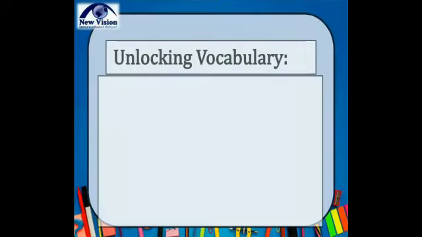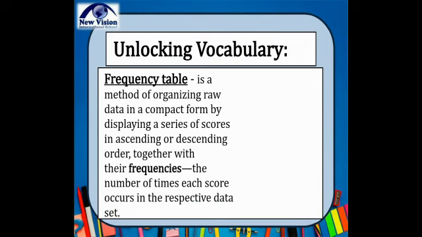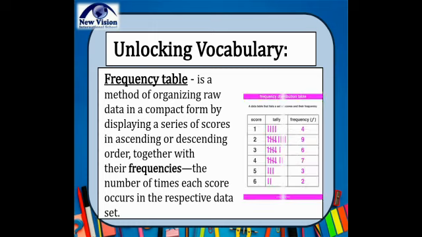Next term, frequency table. A method of organizing raw data in a compact form by displaying a series of scores in ascending or descending order, together with their frequencies, the number of times each score occurs in the respective data set. And here is an example of a frequency table. So we can see the score, the tally, and the frequency.